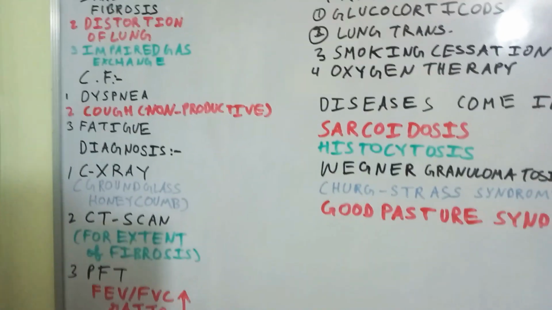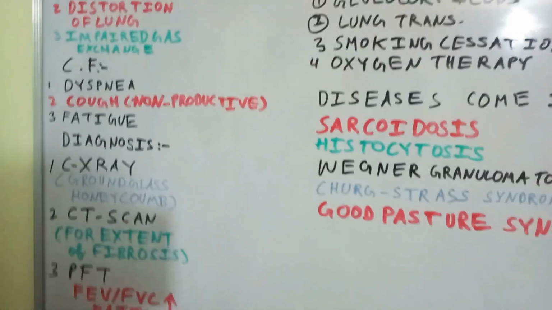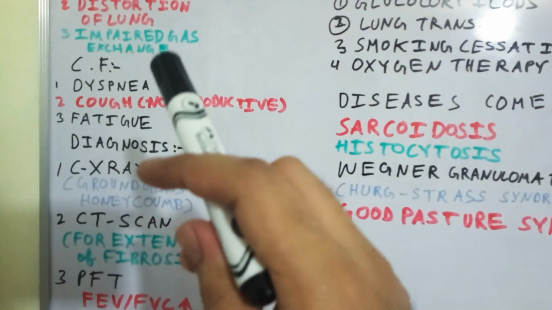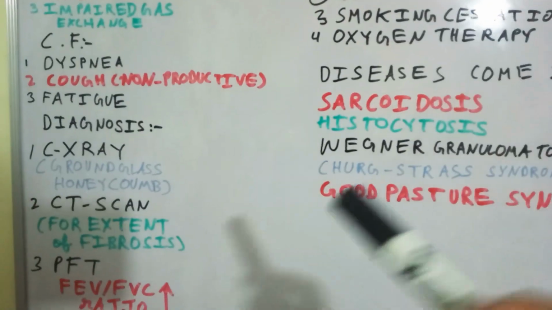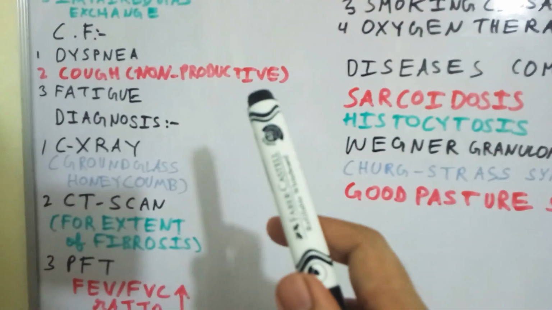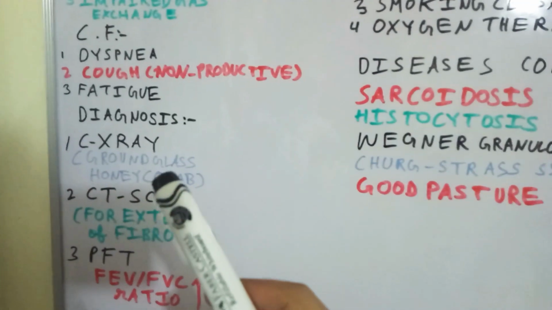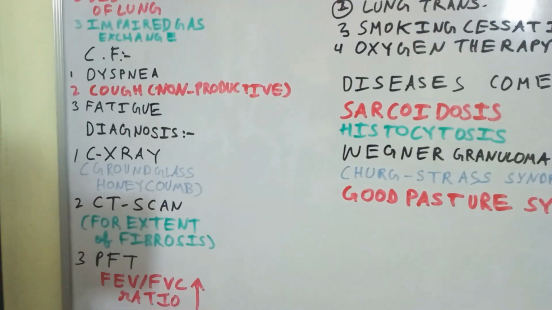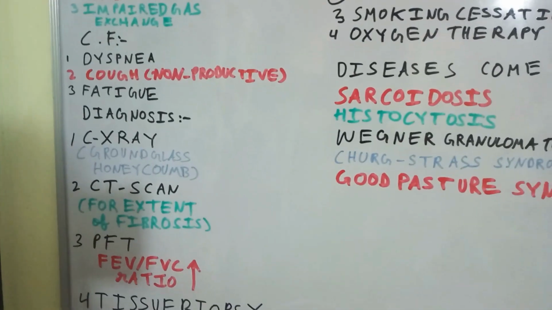If you see the patient, the clinical features will be dyspnea and cough, and it is not productive. There is no sputum in the cough. It is a chronic disease, but it is not malignant. There is also fatigue. Now, different types of diseases in this group have different types of symptoms.